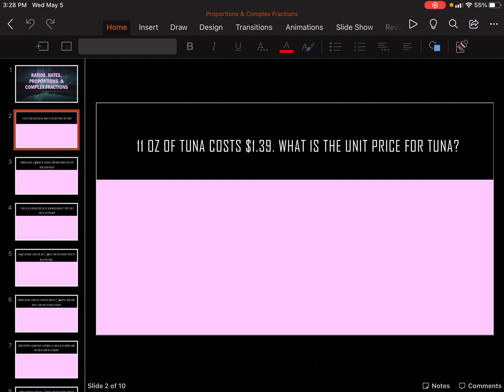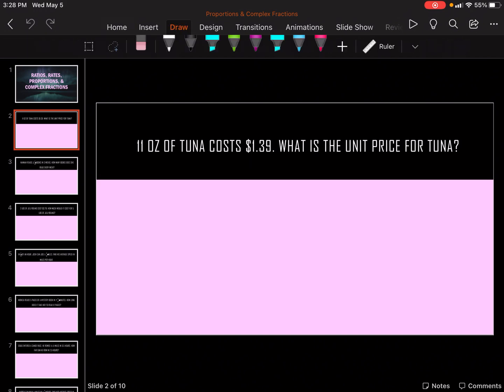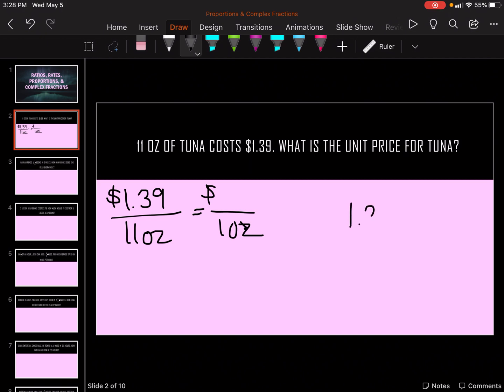So 11 ounces of tuna costs $1.39. What's the unit price for the tuna? Again, unit price, how much it is for one. So we have $1.39 for 11 ounces. So we want to know how much it is for 1 ounce. So cross multiply, divide. So $1.39 times 1 divided by 11. So $1.39 divided by 11.